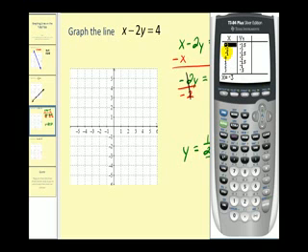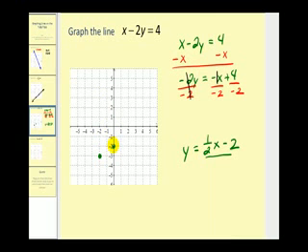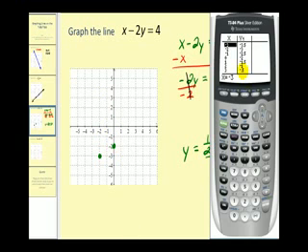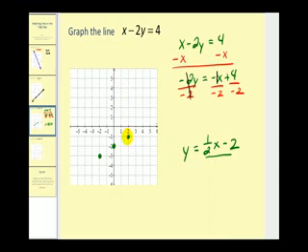So let's use the point -2, -3, and 0, -2. So -2, -3 would be here. Let's also use the point 0, -2, which is here. And let's go ahead and just use one more. Let's plot the point 2, -1. And that would be here. So there's our line.